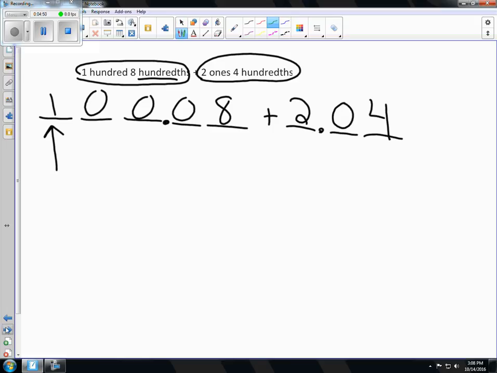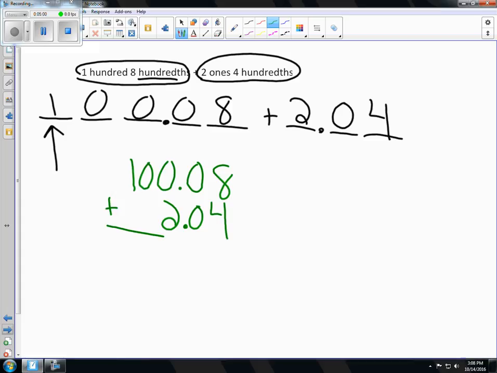I then rewrite them in stacking form, lining them up by their place value, which uses the decimal. Any empty spot I fill in with zeros. I bring that decimal right down, and I have my answer of 102 and 12 hundredths.